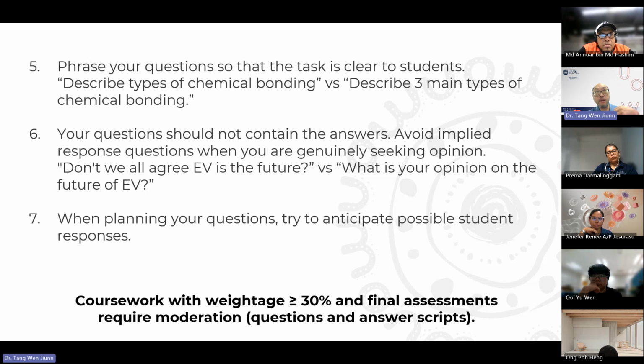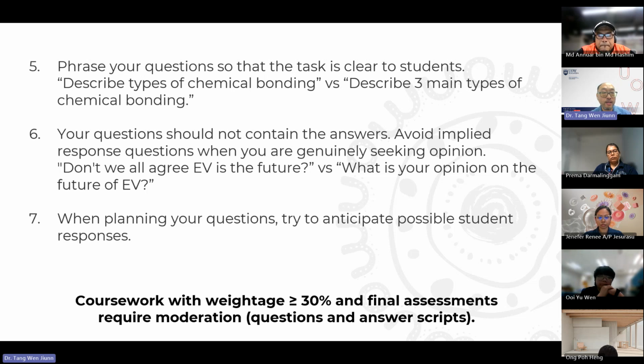The students might think, do I answer 1 or 2 types? 2 types, 3 types, no idea. But if you put it this way, describe 3 main types, definitely they know they need 3 points there. So when we set the questions, if we know there are multiple answers, we put our requirement there for them to follow.